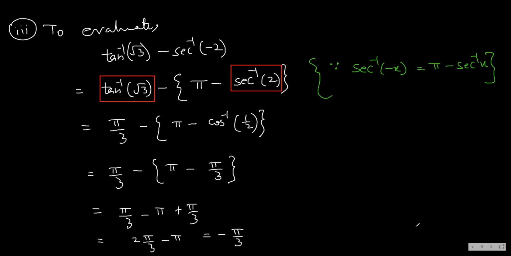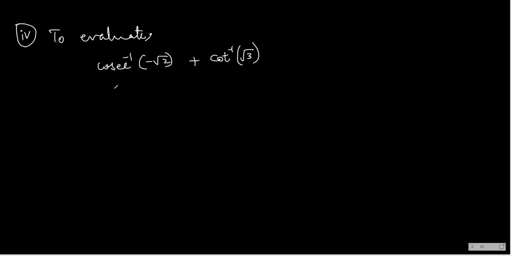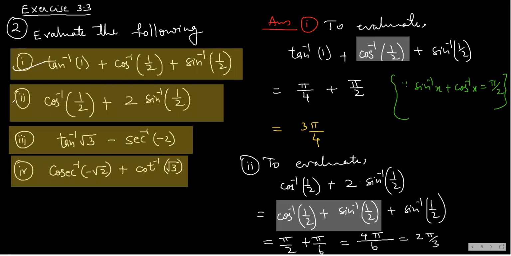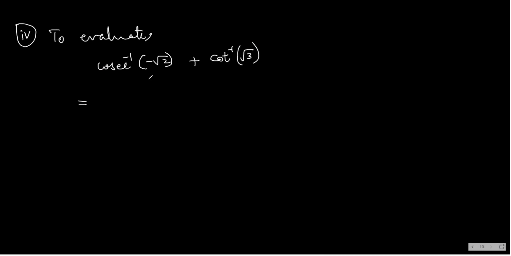You can copy this. Now we have the fourth and the last for today's lecture. We have done these three. Now I'm solving this one. This one is also quite easy. It is cosec inverse negative root 2 plus cot inverse root 3. As I told you, I will first try to convert this number to a positive number. The property is cosec inverse minus x is minus of cosec inverse x. So this is minus of cosec inverse root 2 plus cot inverse root 3.